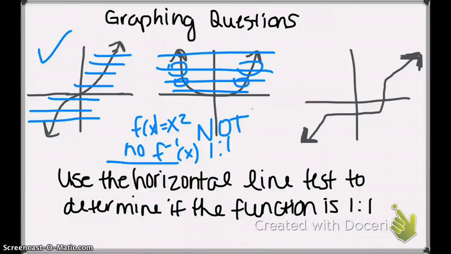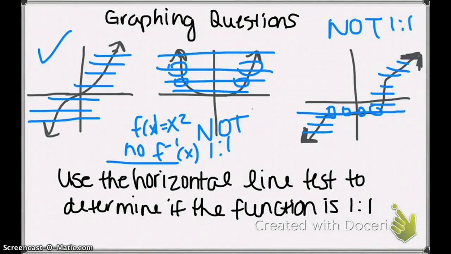Alright, now let's look at the third graph. Well, it's okay here and here and here, and it's also okay here and here and here and here and here and here. But we've got a huge problem right here. All of these points on here, that can't be in a one-to-one function. So this is not one-to-one, and it also does not have an inverse function.